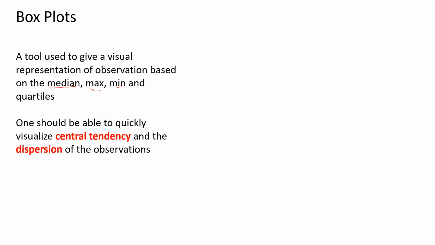So one should be able to quickly look using a box plot and be able to visualize the central tendencies, where the data wants to locate, as well as the dispersion, the spread of the data.